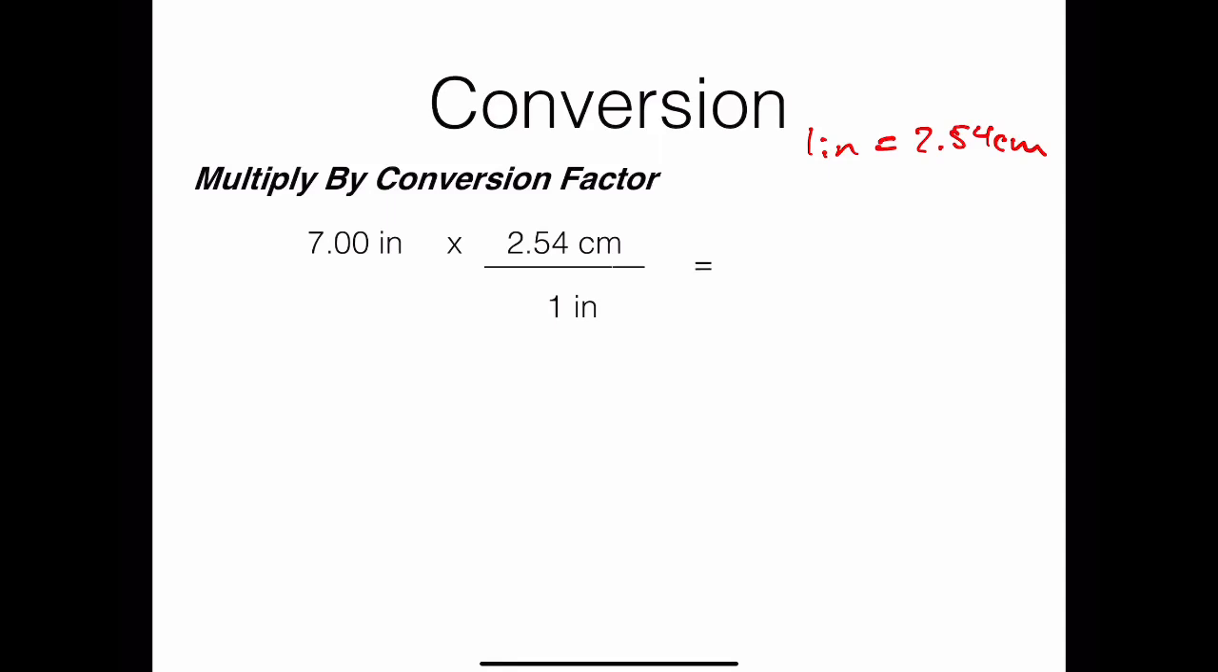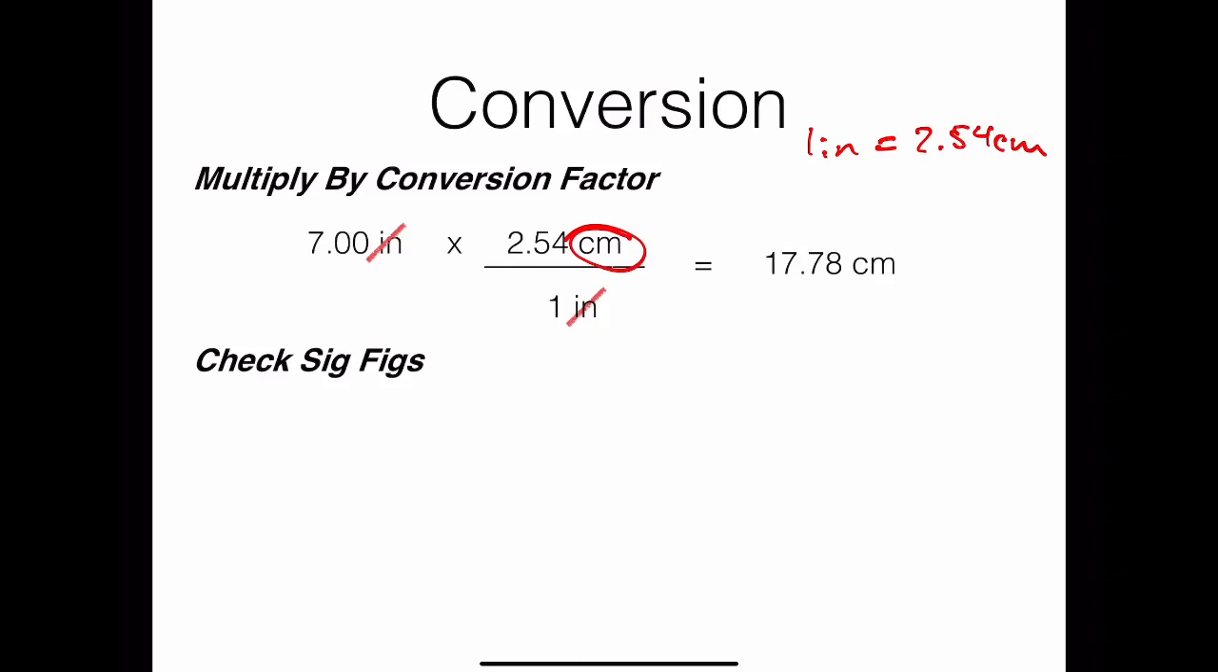Now we can write our equal sign because we can see we got to the unit we were looking to find, which was centimeters. Now if we put this in the calculator, we get 17.78 centimeters. We need to make sure that our units cancel. Inches on the top, inches on the bottom means that inches gets canceled out. I'm left with units of centimeters. So I know I did something correctly here.